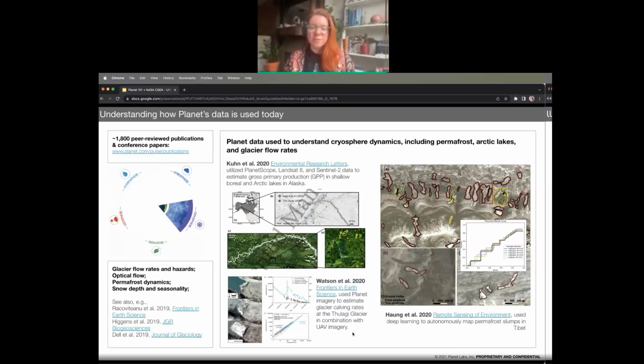We also see a lot of studies in the cryosphere. This is one of the largest areas of research where our data is being utilized to look at things like permafrost slumps, glacial surges, just tracking the flow of glaciers and glacial calving over time, things like that.